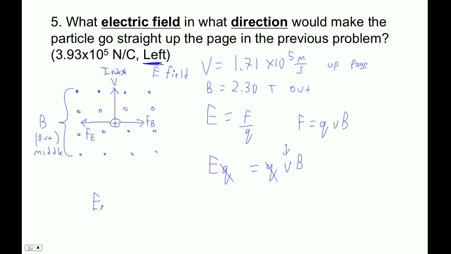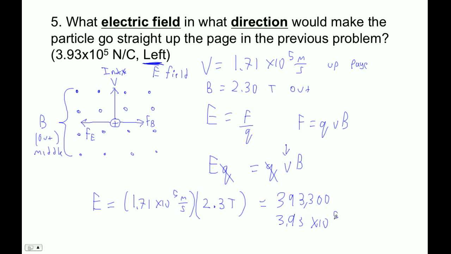So E is equal to 1.71 times 10 to the 5th meters per second, and our magnetic field is 2.3 Teslas. So 1.71 e to the 5th times 2.3. You have to multiply things. I'm getting 393,300. Okay, so that'd be 3.93 times 10 to the 5th.